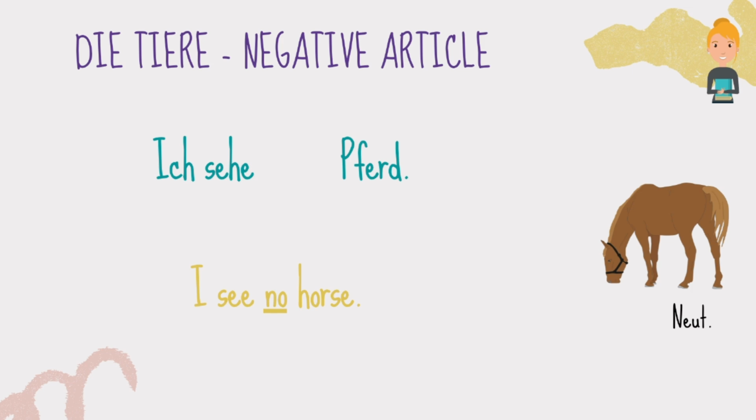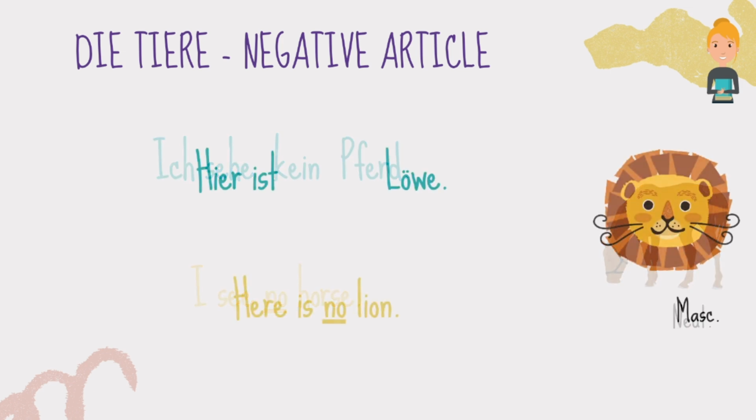What negative indefinite article do we use here? Pause the lesson to take a moment to consider. Because Pferd is neuter, we would use the negative indefinite article kein. Next we have the noun Löwe, a masculine noun. What negative indefinite article do we use here? Pause the lesson to take a moment to consider. Because Löwe is masculine, we would use the negative indefinite article kein.